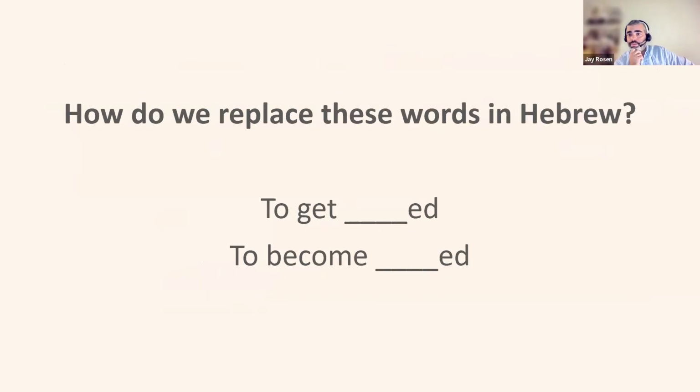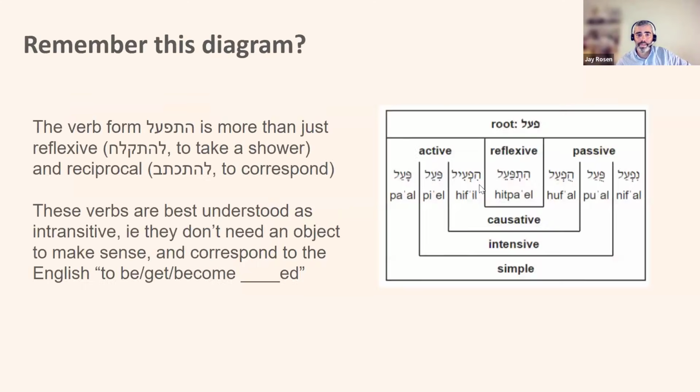How do we replace these words in Hebrew? To get or to become plus -ed. To get appointed, to become married, to get promoted, to become tired. You've heard these before. And how do I know you've heard these before? Because do you remember this diagram? We looked at it a few weeks ago when we talked about passive voice, and we've looked at it many a time in talking about verbs.